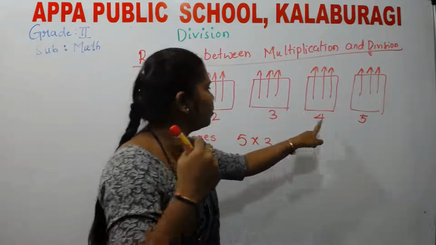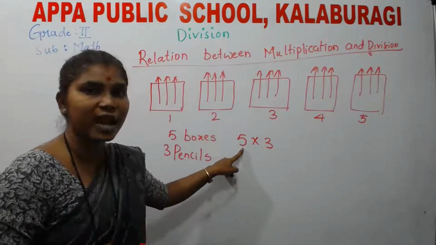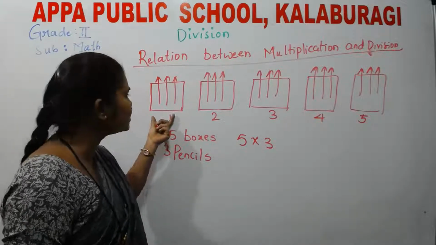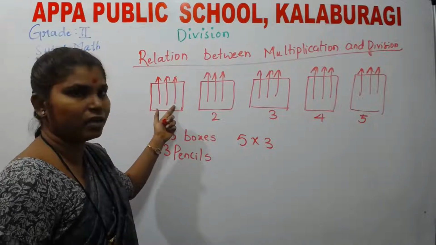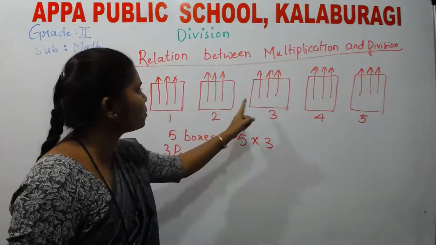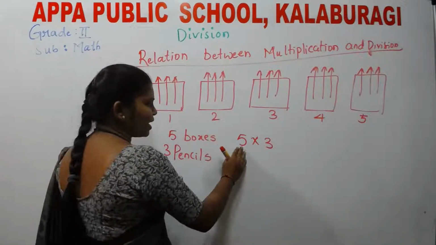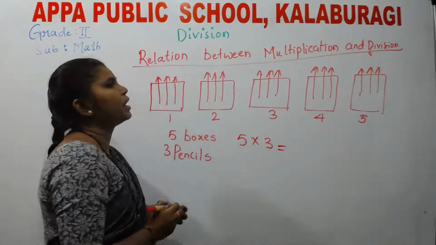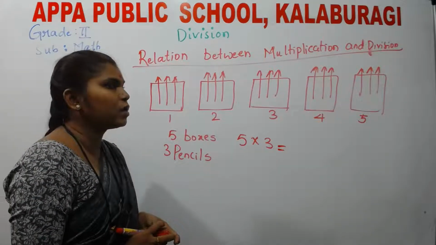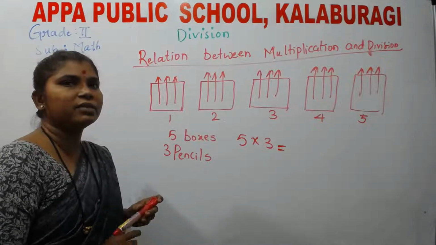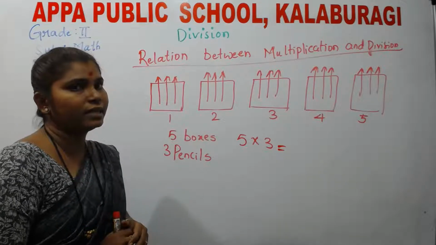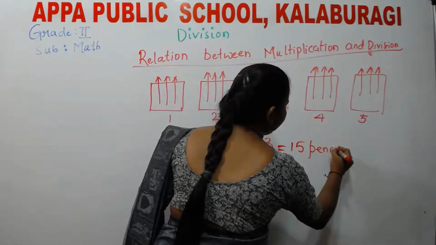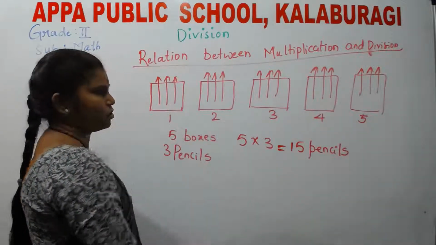How many boxes do I have, kids? I have got 5 boxes. In each box, how many pencils did I place? 1, 2 and 3. So, 3 pencils in each box. So totally how many? Can anyone try to tell the answer? 5 ones are 5, 5 twos are 10 and 5 threes are 15. So, there are total 15 pencils in all my 5 boxes.